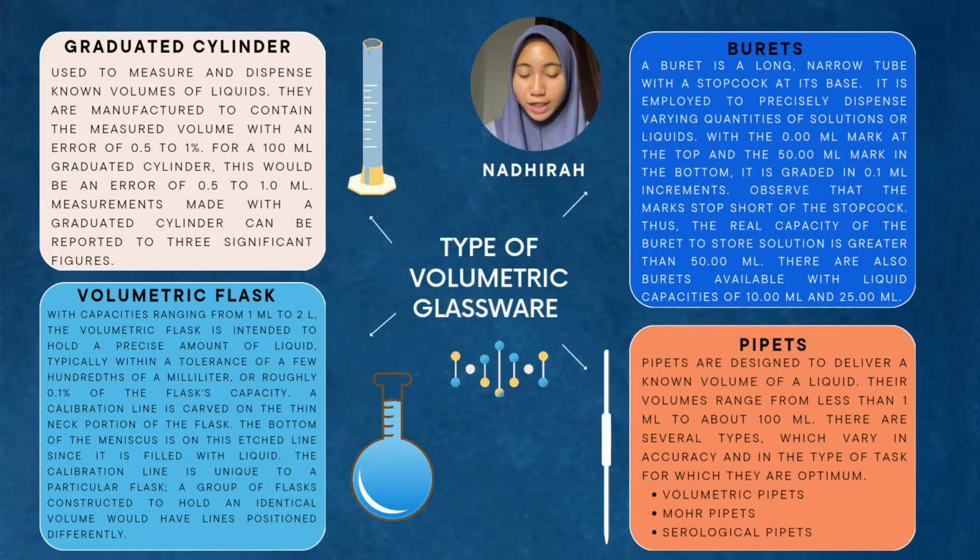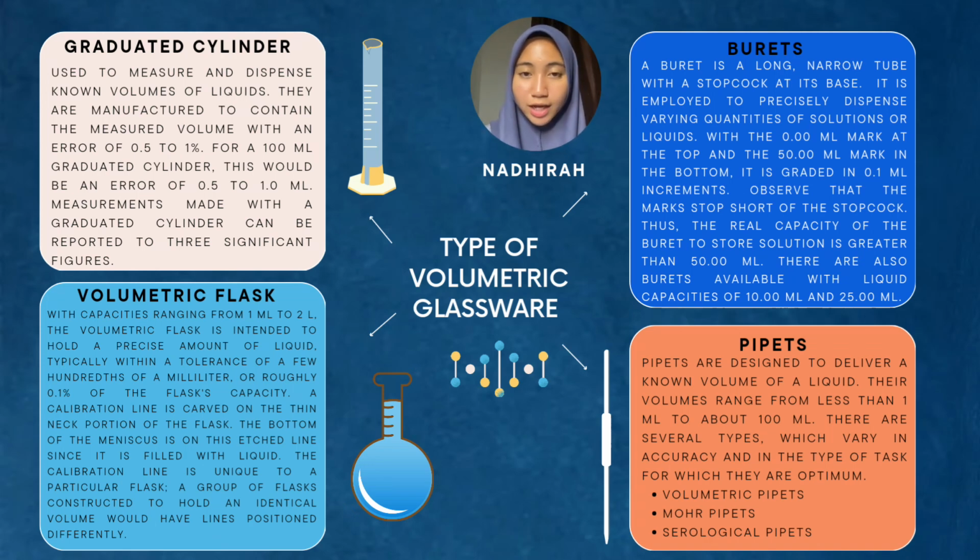And thirdly, we have burettes. A burette is a long, narrow tube with a stopcock at its base. It is employed to precisely dispense varying quantities of solutions or liquids, with a 0.00 ml mark at the top and the 50.00 ml mark at the bottom. It is graduated in 0.1 ml increments. Observe that the marks stop short of the stopcock. Thus, the real capacity of the burette to store solution is greater than 50.00 ml. There are also burettes available with liquid capacities of 10.00 ml and 25.00 ml.